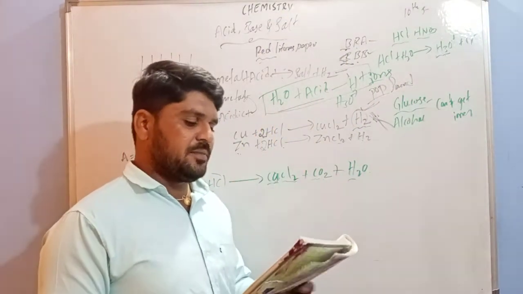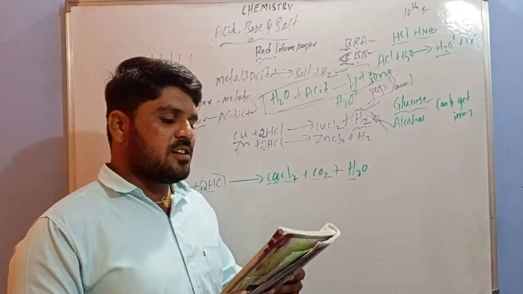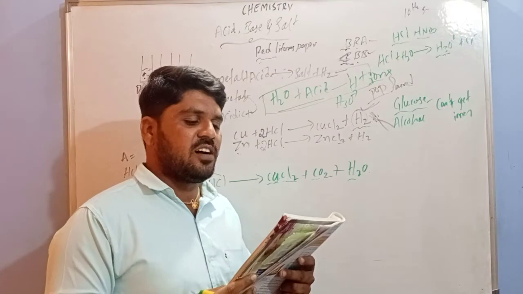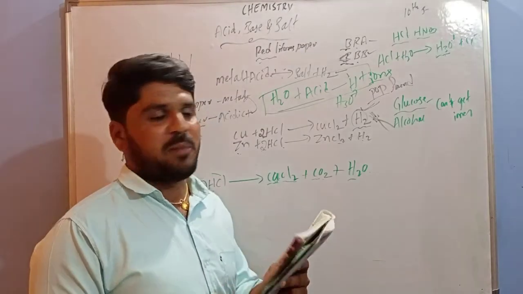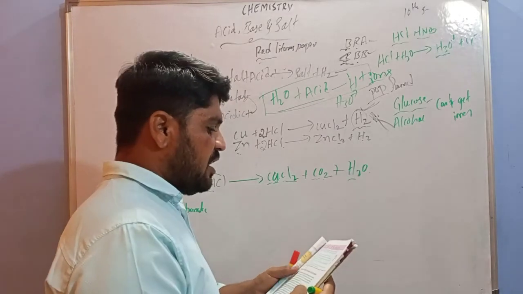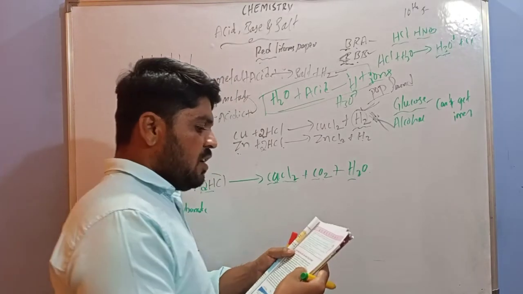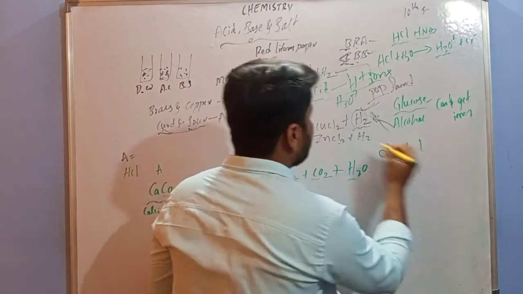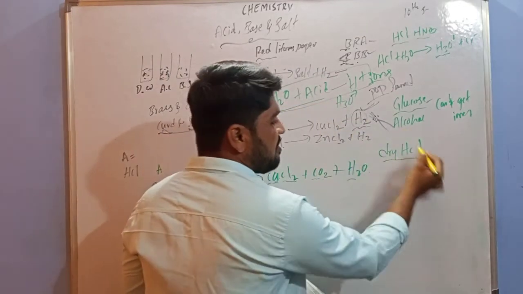Okay. The next question: why does dry HCl gas not change the color of the dry litmus paper? This is a very important concept, so please give some attention to this question. So dry HCl is there. Dry HCl means this is non-aqueous HCl.